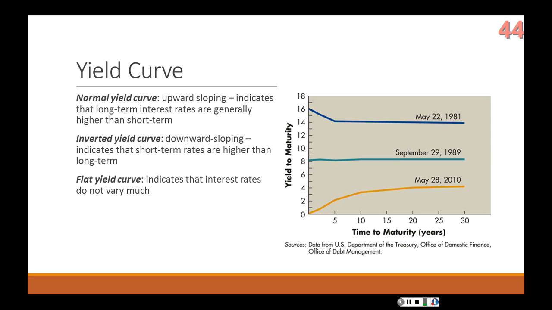A flat yield curve means that interest rates don't vary very much. And a normal yield curve is upward sloping. This indicates that long-term interest rates are higher than short-term interest rates. And there are many different theories that explain this.